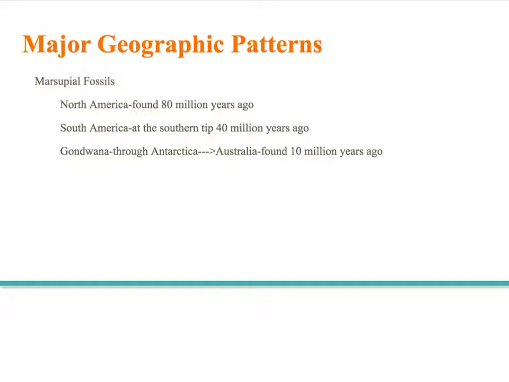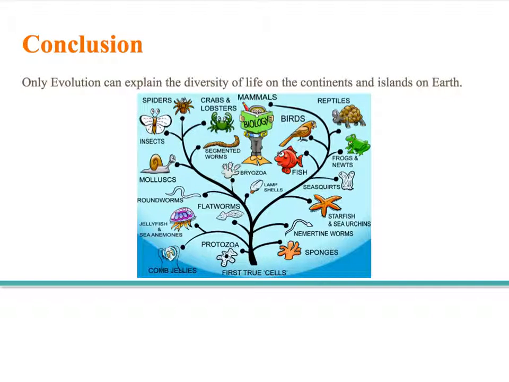Scientists began to theorize as to how these fossils jumped from South America to Australia and looked back at the giant landmass we now know as Gondwana. They theorized that Antarctica would be the key, and they were right when they found fossils in Antarctica. In conclusion, only evolution can explain the diversity of life on the continents and islands on Earth.